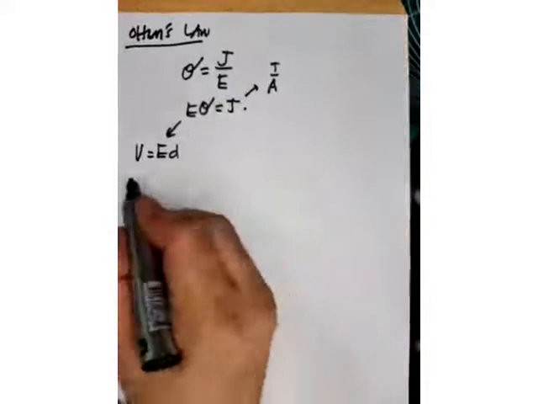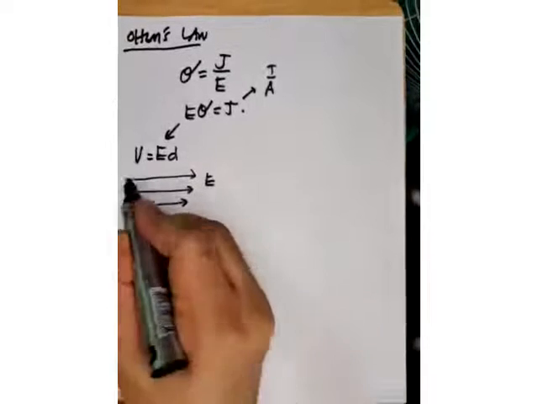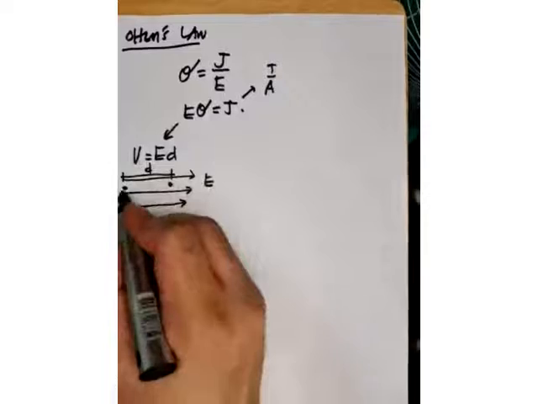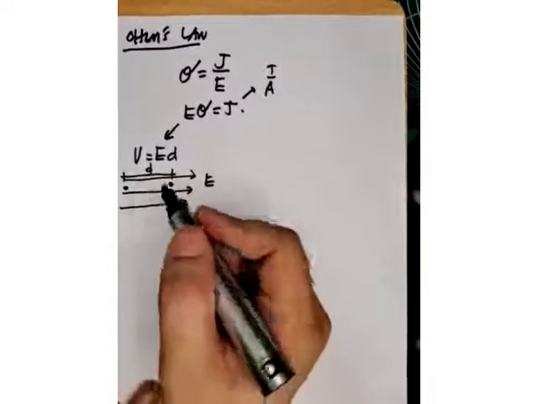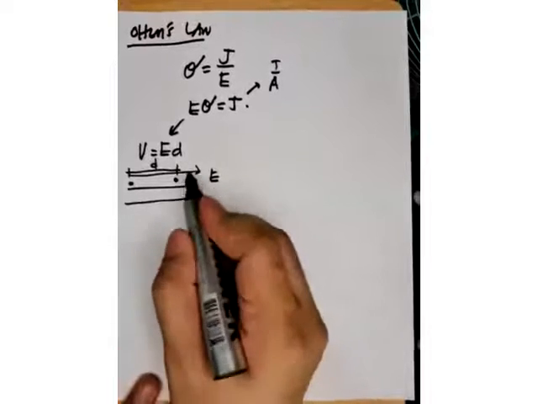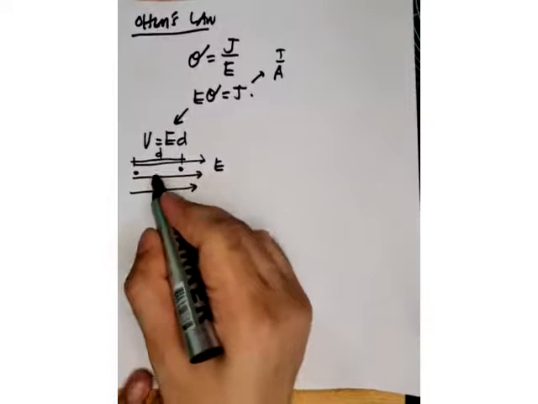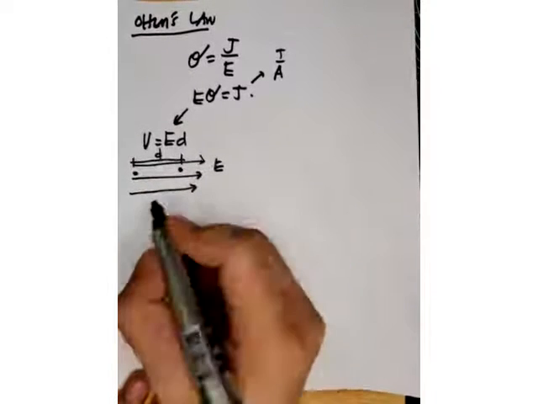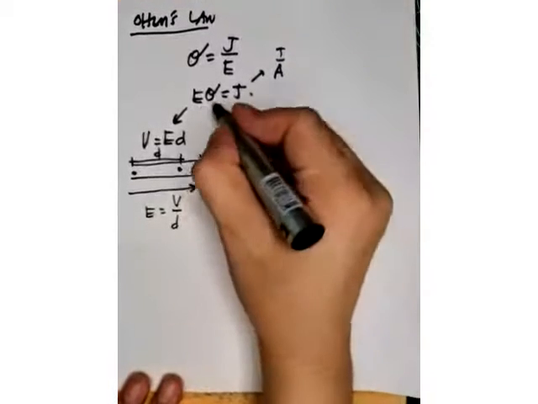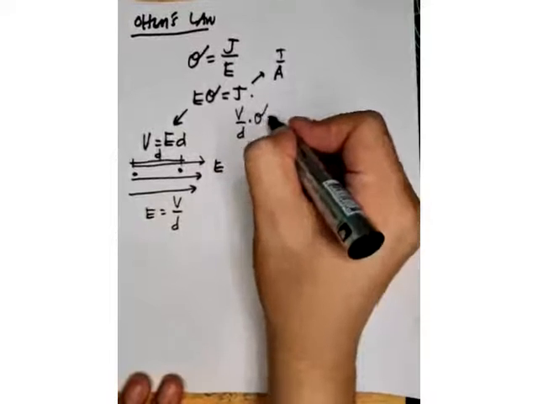So meron tayong dalawang points sa electric field. So yung distance between them ay yung D. Okay? So ito yung higher potential. Kaya tinawag na potential difference. Ayan. So meron tayong given value ng E at saka yung dalawang point. So yung difference ng dalawang point na yan, kaya yung E natin ay equal to V over D. So, V over D times resistivity is equal to I over A.